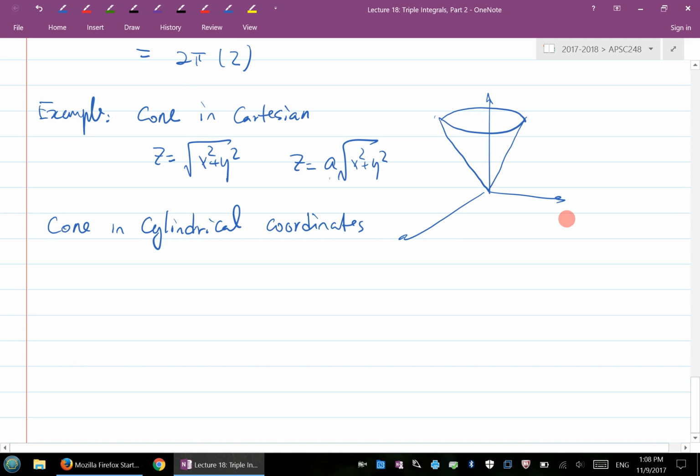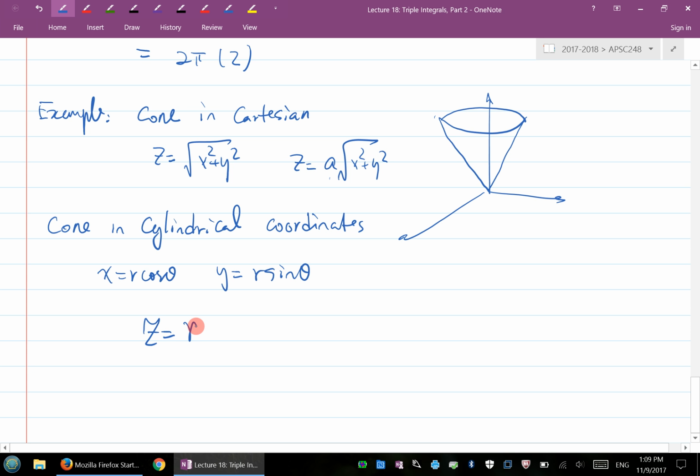It's actually quite simple. All you need to do is replace x with r cosine theta and replace y with r sine theta. So let's do this replacement. If I do this replacement into this equation, what do we get for z? Do a little bit of simplification. Your z is equal to r, right? z equal to r. Now that's very simple. z equal to r gives us a cone.